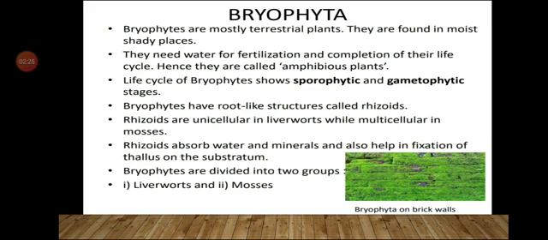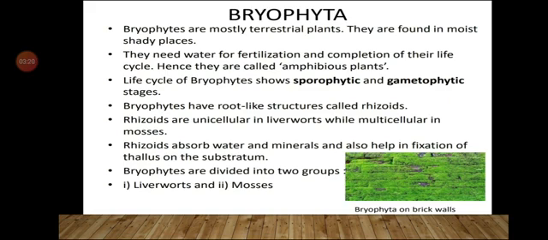Since bryophytes are terrestrial plants, they live on land, but for the fertilization process and for completion of their life cycle they need water. Hence they are called amphibious plants. As you know, amphibians are animals that live on land as well as water. Similarly, plants that live on land but require water for fertilization are known as amphibious plants.